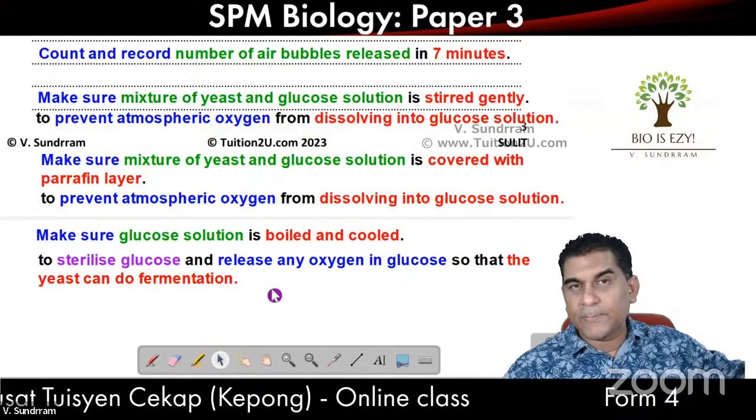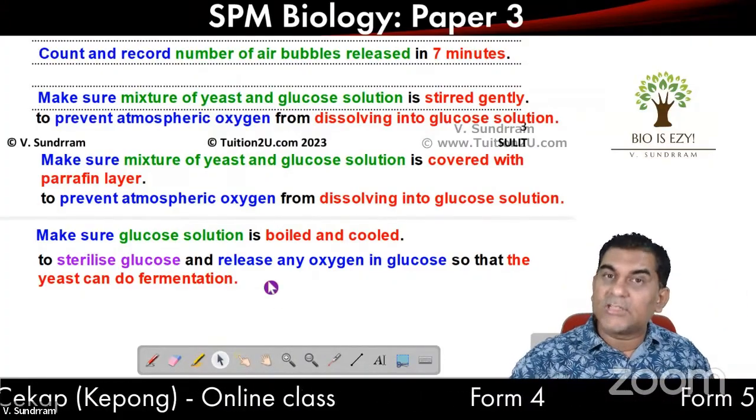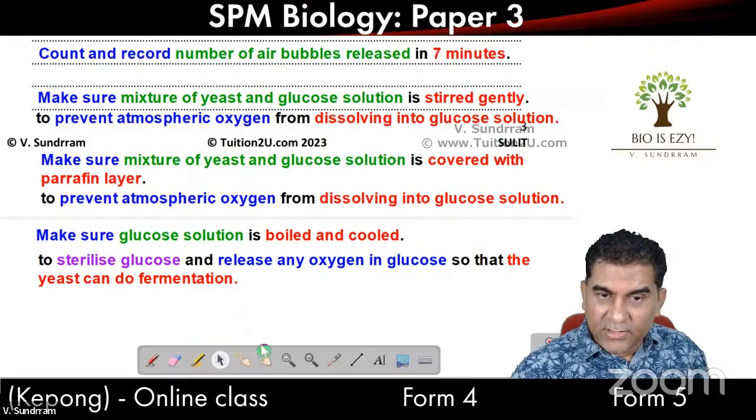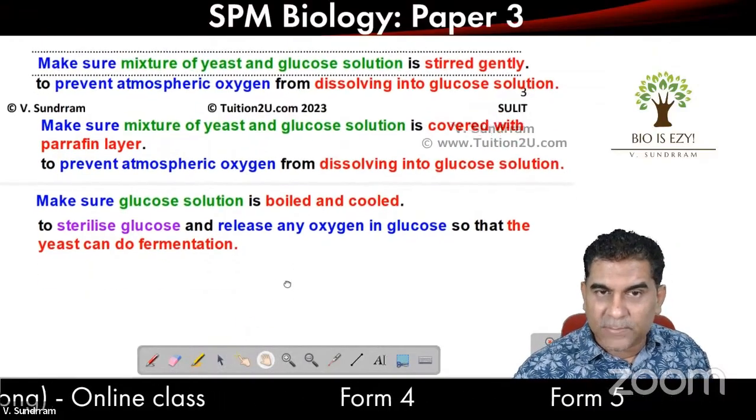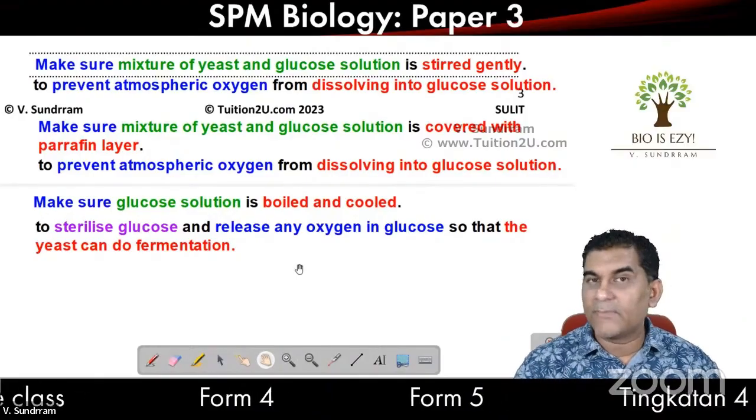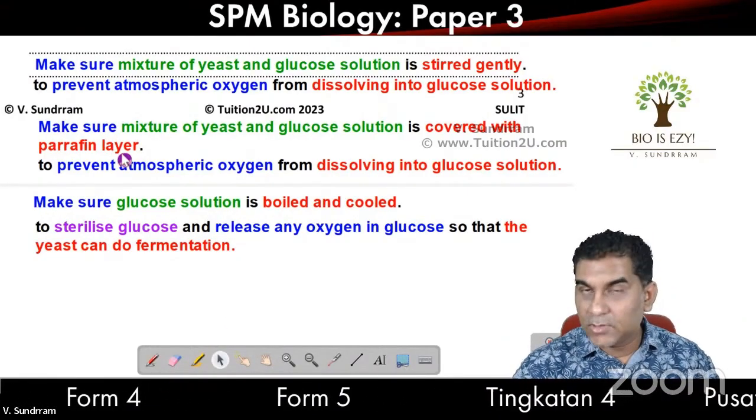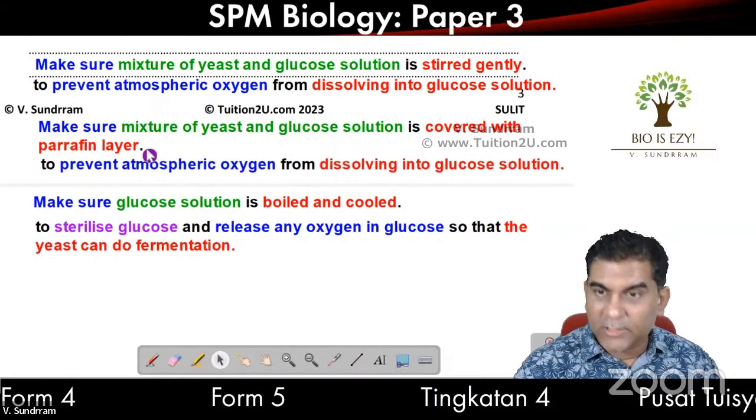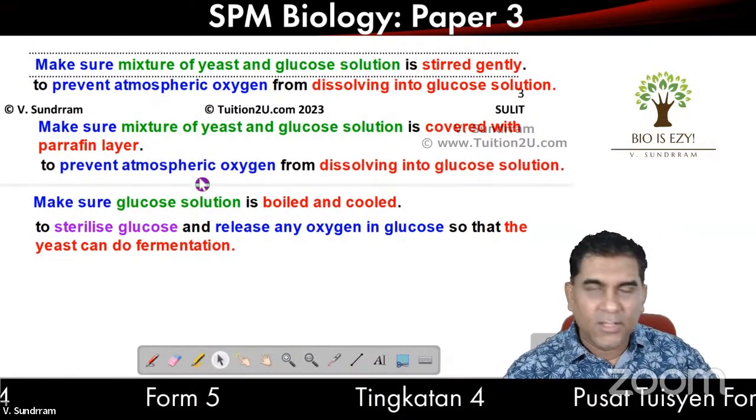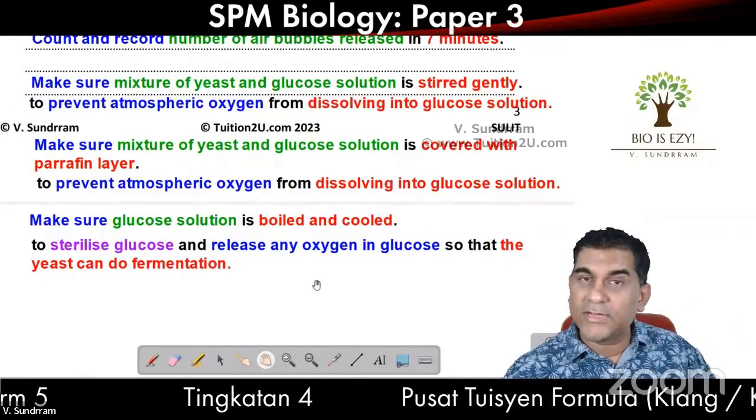Cover the mixture with paraffin, use boiled glucose, and stir gently. I've given you 3 precautionary measures. You decide which one you want to use. Any one of them should give you 1 mark. By right, for unguided, you don't have to explain why you're doing it. If you want to write, go ahead. Better safe than sorry, if you feel you want to write it.